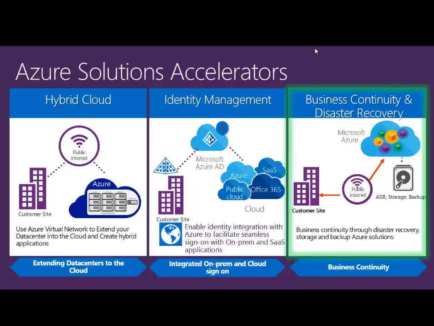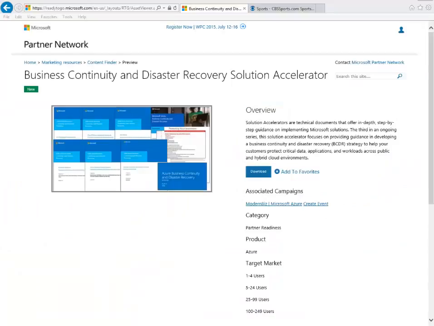The first one was hybrid cloud, which instructs us how to set up a site-to-site VPN into our Azure Virtual Network. Then we released the Identity Management Solution Accelerator that talks about Azure Active Directory and hooking that up, synchronizing that with on-premises Active Directory. And now today we're discussing the Business Continuity and Disaster Recovery Solution Accelerator, or BCDR. So let's take a close look at it.